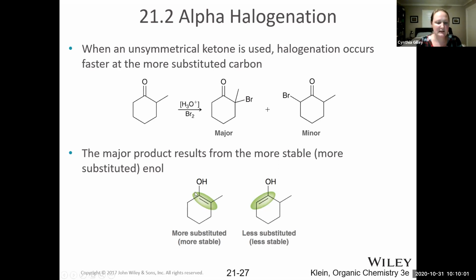Recall that alkenes are stabilized by substituents. This alkene is tetrasubstituted, and this alkene is only trisubstituted because there's one hydrogen here, so that doesn't count. So as a result, the more substituted, more stable alkene is going to be formed in greater amount, and that ends up with the nucleophile placed at this alpha carbon, leading to the bromine at that position in the major product.